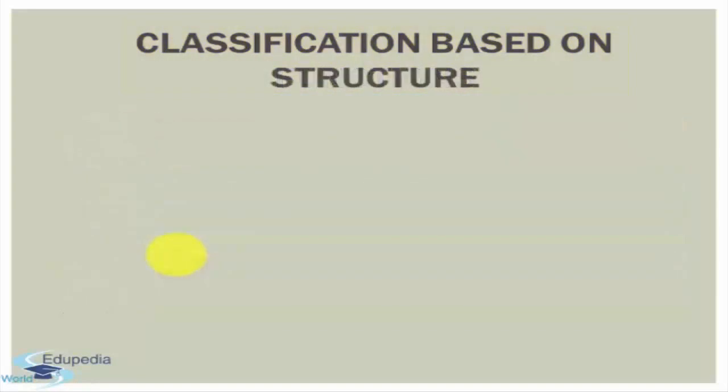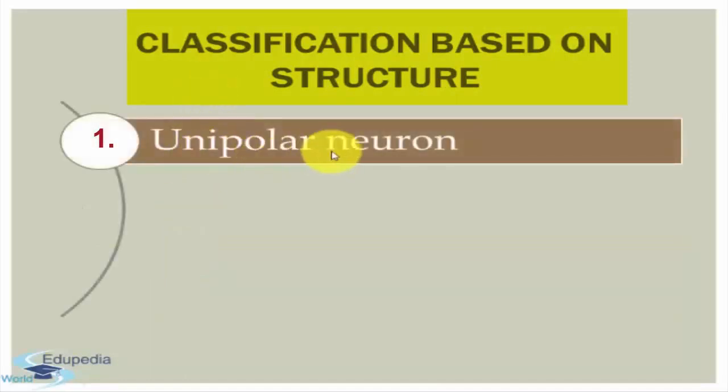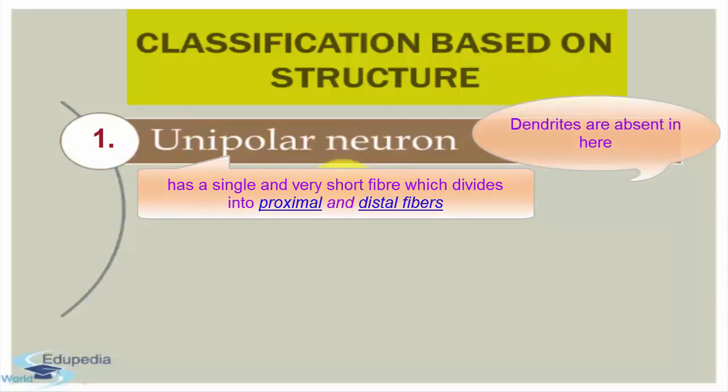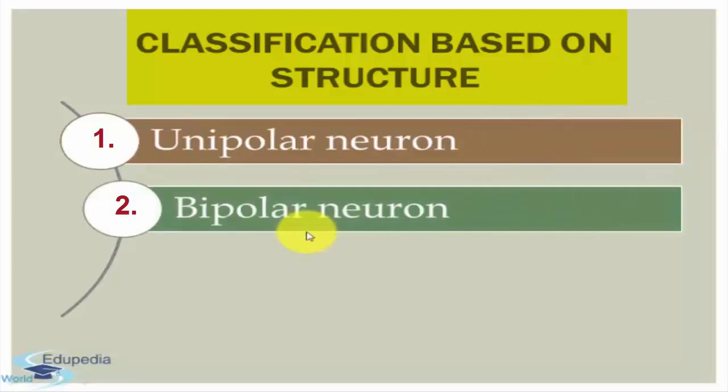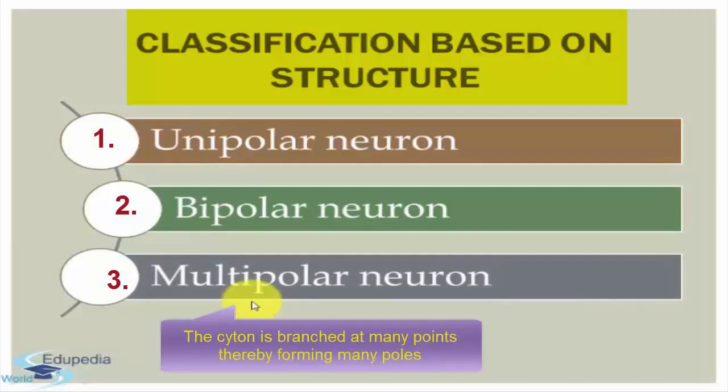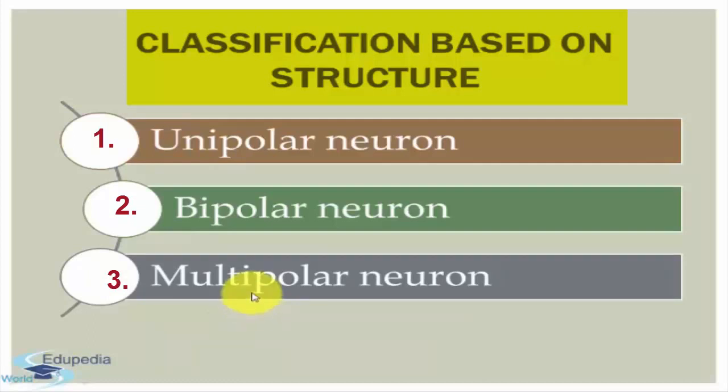Now we will learn about the neurons that are classified according to their structure. The first one is unipolar neuron. It has a single and very short fiber. This fiber immediately divides into proximal and distal fibers. Dendrites are absent in unipolar neuron. Next one is bipolar neuron. It has just two regions, axon and dendron. Then the third one, multipolar neuron. The cyton is branched at many points, thus forming many poles. So this was the classification of neurons based on the structure.